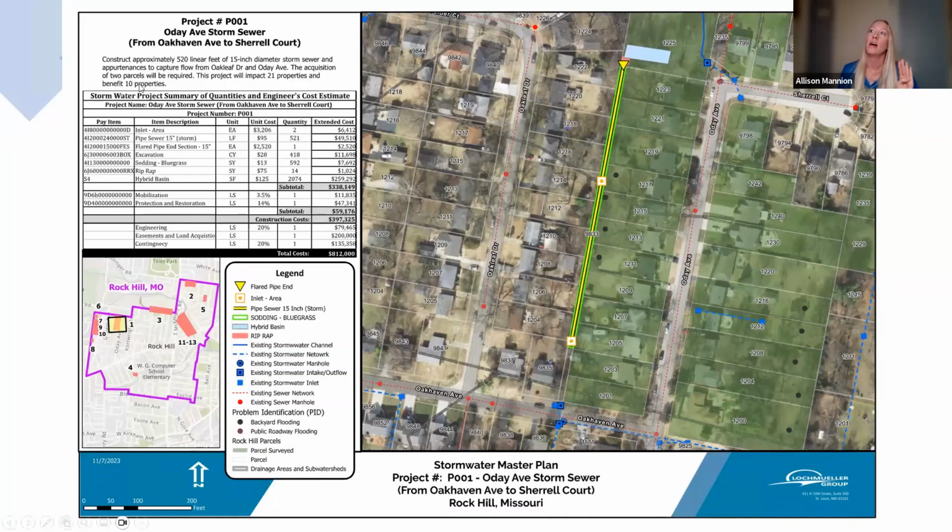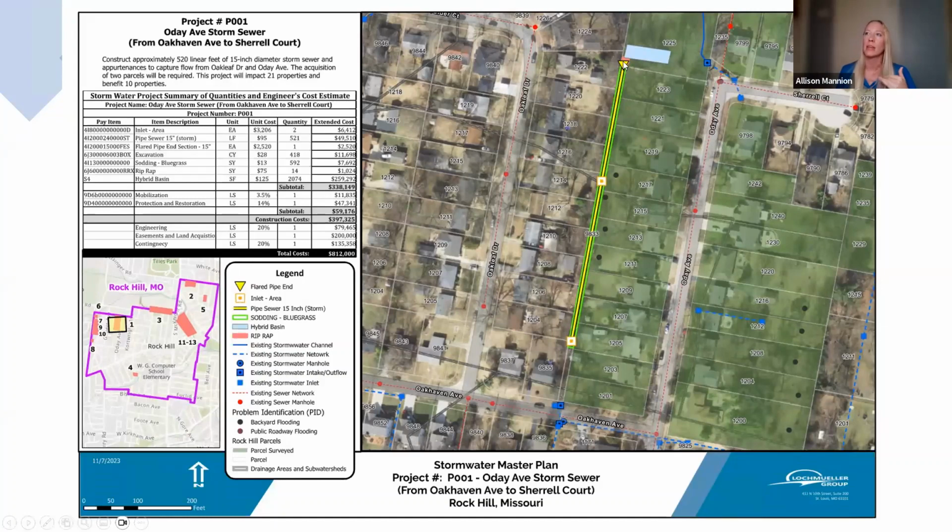And then another part of what you were looking at is the cost estimate that we came up with. So it's each pay item. So inlets, the 15-inch storm sewer, the flared end section, so the outlet right here, any excavation, rehabilitation work, the sodding. So this green outline shows just sodding that would need to be put back after excavating and putting the sewer in.